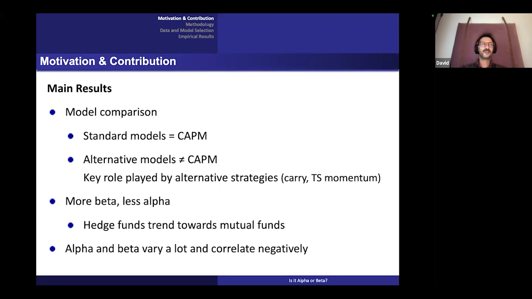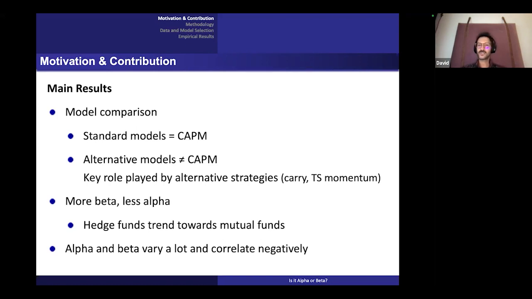Then we propose two alternative factor models by using alternative factors, and I will tell you more about those factors later during the presentation. But typically those factors were isolated as being relevant for hedge funds, the way they trade, typically using carry trading strategy, or investing in mean reversion or momentum type of strategies. And when you compare those models against the CAPM here, you see a massive difference.